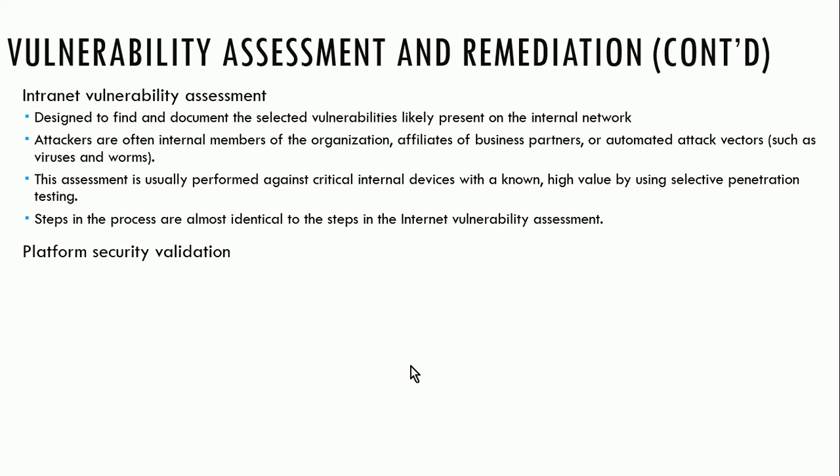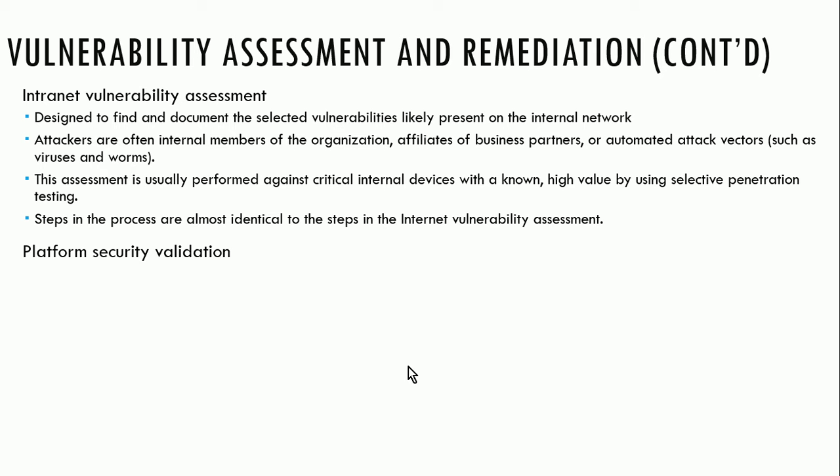An intranet vulnerability assessment is looking at the internal network, or looking at it from the inside, to see what can be done or what kind of vulnerabilities might exist on the internal network. Attackers are often internal members of the organization. The vast majority of attacks that are successful are done by insiders, people that are inside the network. Or it could be automated attack vectors, for example, viruses and worms that are already installed in our network. Once they get into our network, then it's as if they're inside the network. So we have to be aware of that.